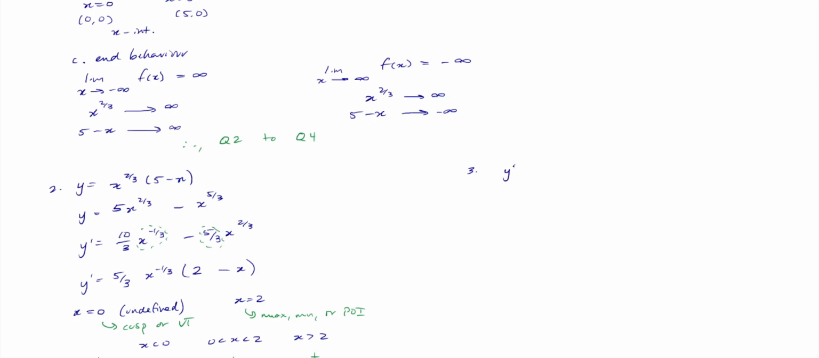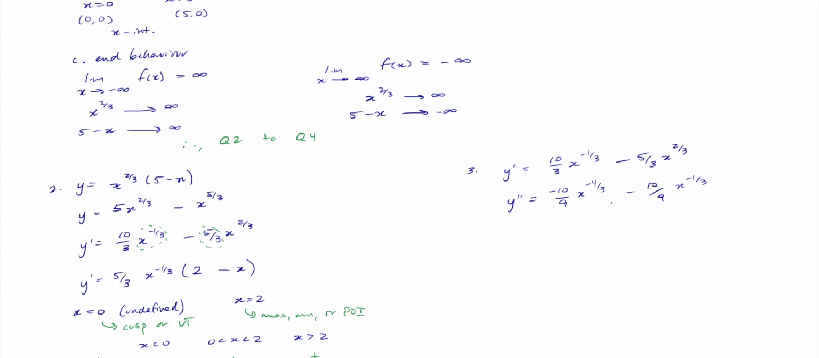So if I have my first derivative, I'm going to put it back in this form right here: 10 over 3 x to the negative 1 over 3 minus 5 over 3 x to the power of 2 over 3. And what I'll do right here is I will find the derivative of this using this form. Okay, so let me just get rid of this right here. So y double prime is equal to negative 10 over 9 x to the negative 4 over 3 minus 10 over 9 x to the negative 1 over 3.